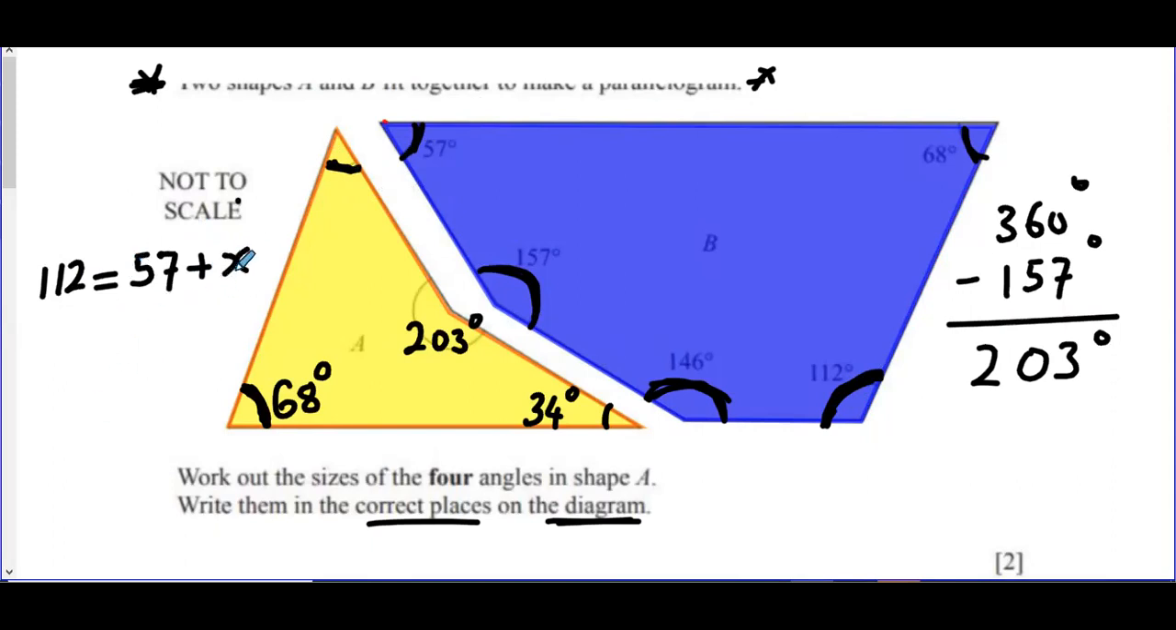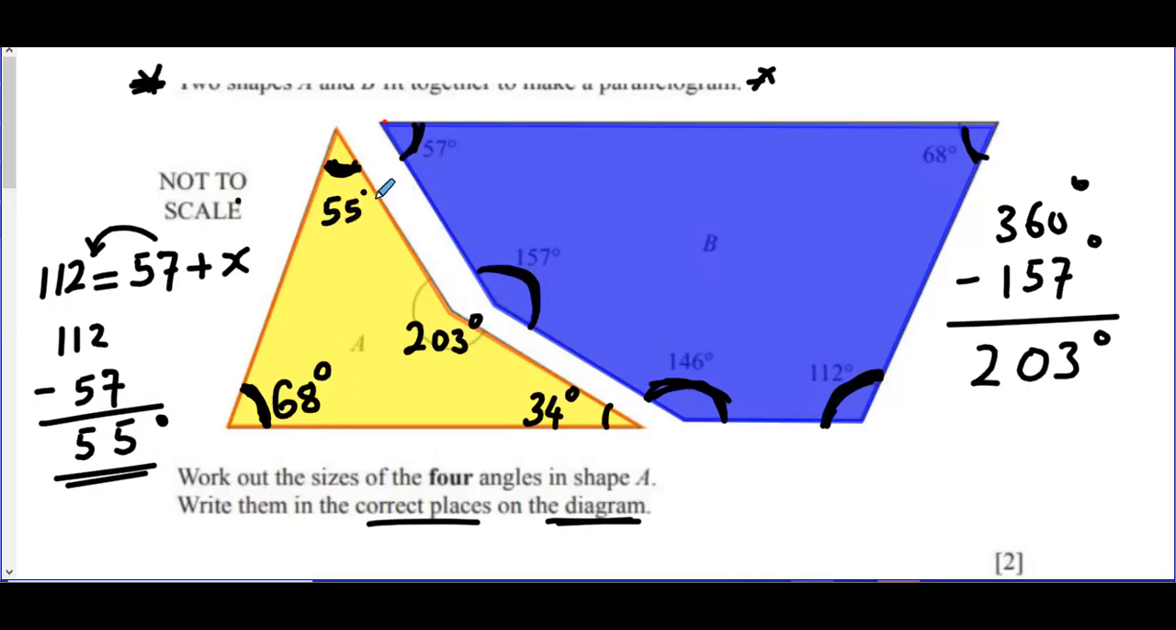So in short, how do you find the value of x? Take this 57, subtract it from there. So take 112 minus 57. We will be getting 55 degrees. Can you see that? So this angle here is 55 degrees. So when you take 55 degrees plus 57, the answer will be 112, which equals this angle here.